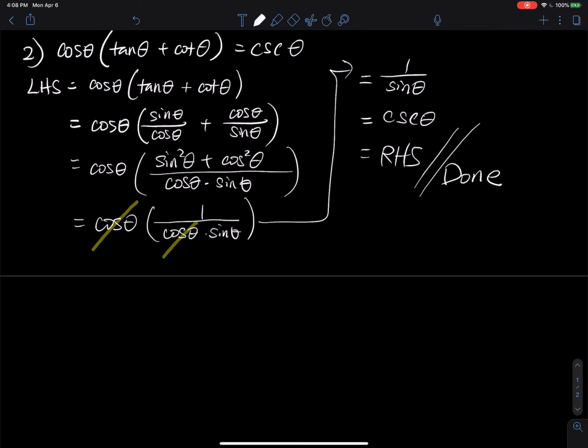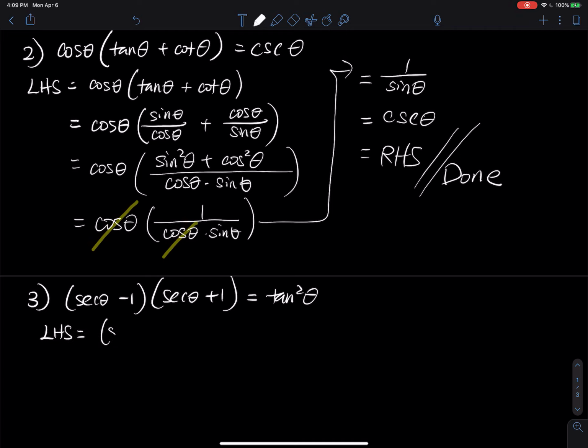Number 3, we have secant theta minus 1 times secant theta plus 1 equals tangent square. Okay, left hand side, more complicated. So you have secant minus 1 and then secant plus 1. That is my left hand side. I know it's annoying to copy this again, but keep a good habit. Do it anyway. It won't take you an hour to copy a short line.